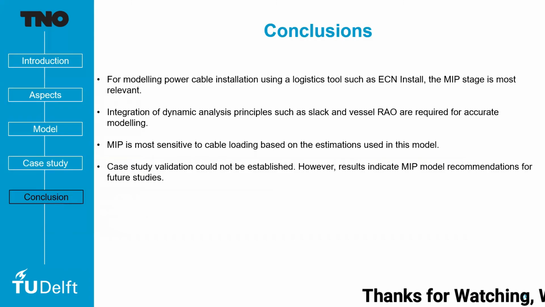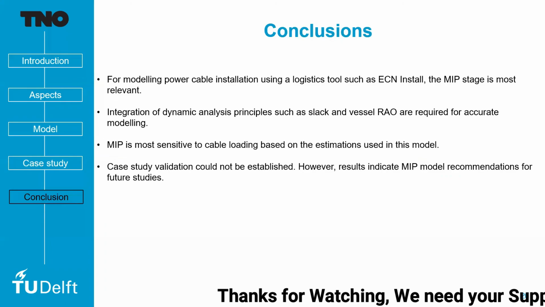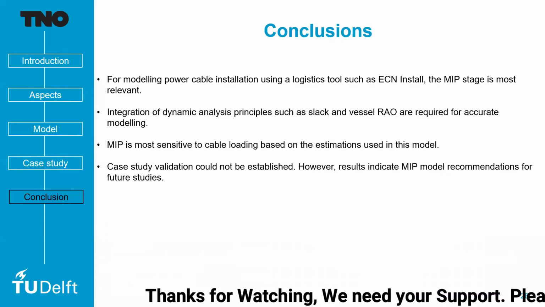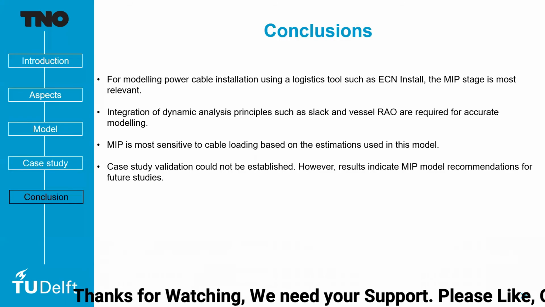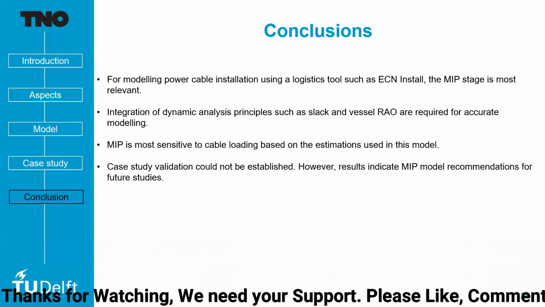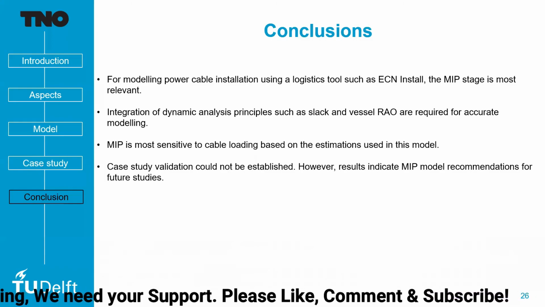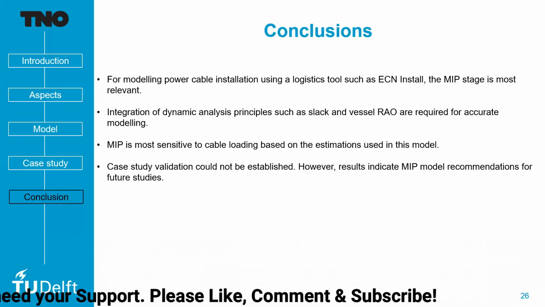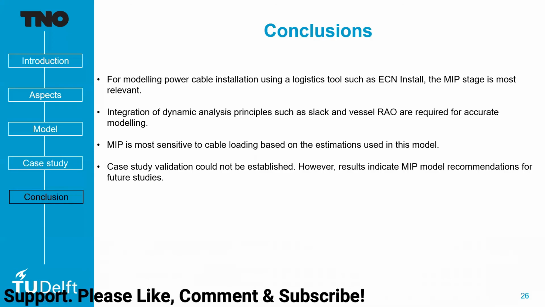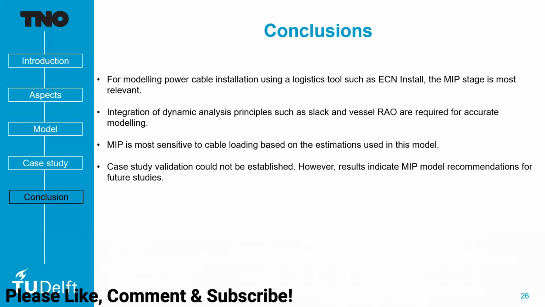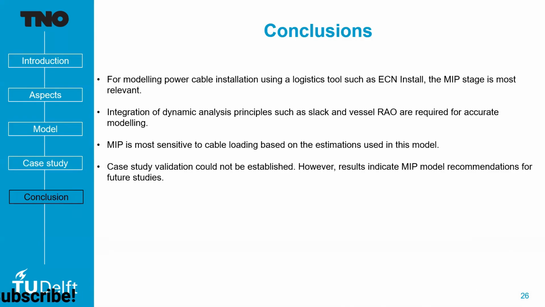So what are the conclusions of this master thesis? Modeling a power cable installation using a logistics tool, the MIP stage is the most relevant. We've seen that the power cable installation consists of root engineering and MIP. It's not important to go very deep into root engineering, but the MIP stage is the most relevant. Dynamic analysis principles such as slack and RAO are good for accurate modeling, but they can be improved further to make the model more accurate. And the MIP is most sensitive to cable loading. Cable loading takes the most amount of time. And case study validation could not be established, so the results were not matching the case.